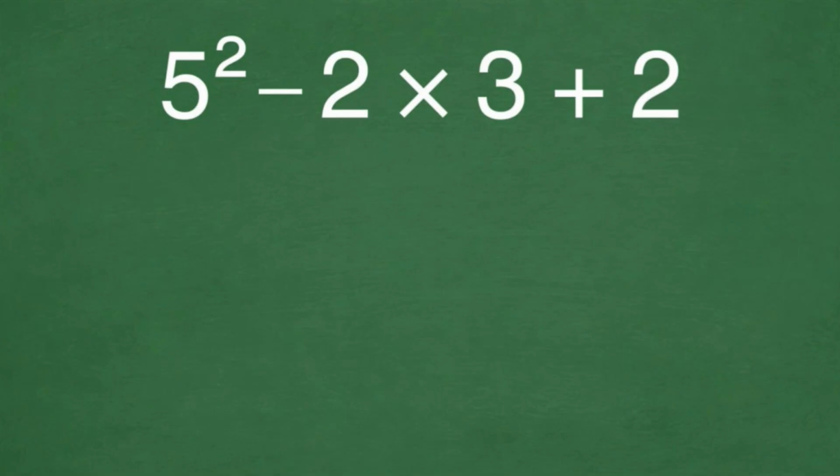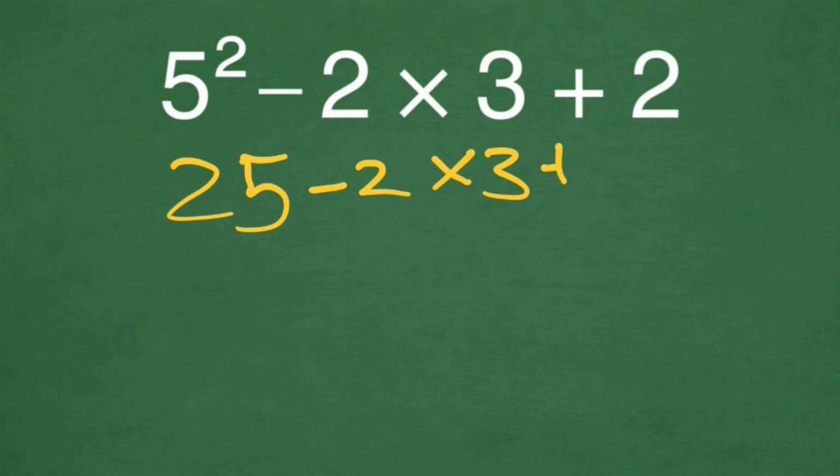In mathematics, like we discussed with the order of operations PEMDAS, the first thing to solve is parentheses, but we don't have parentheses here. So let's move on to the second priority, which is exponent. Before everything else, we have to solve the exponent, since we don't have a parenthesis. 5 squared means 5 times 5, which is 25. So it becomes 25 minus 2 times 3 plus 2.